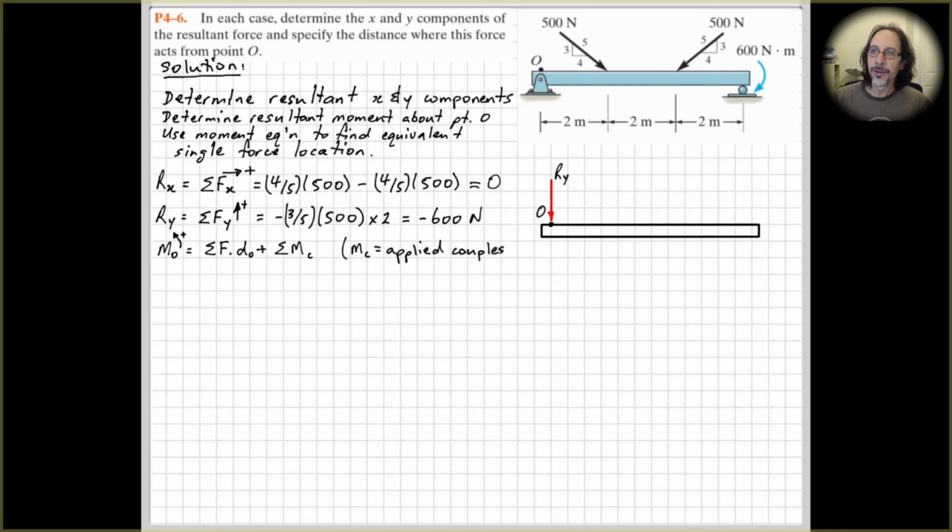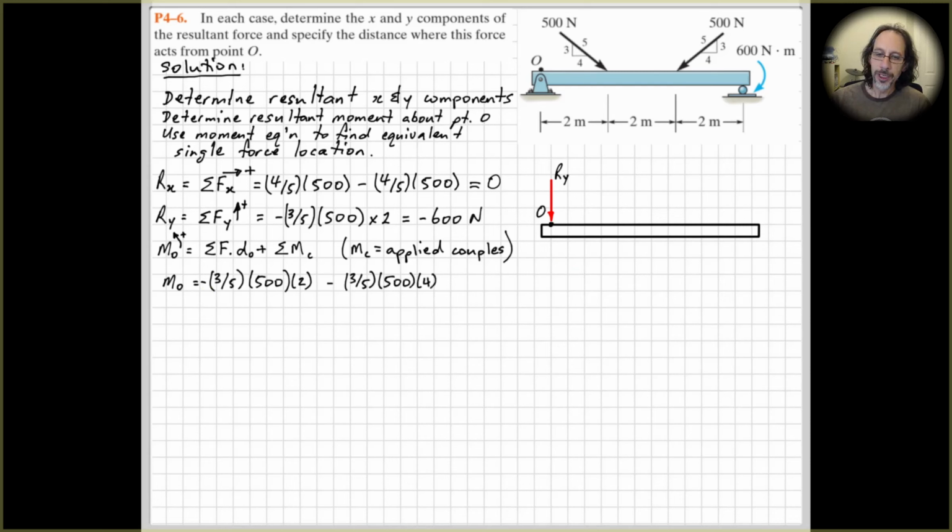All right, so MO, the moment at point O. We have this first force here, so 3/5 times 500, the vertical component acting downwards at a distance of 2, so that will tend to cause a rotation around this way, right? So that's clockwise, so that's going to be negative. That's why we have the negative out the front. So let's move on to our next one.